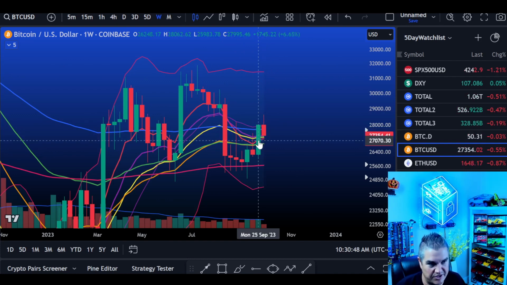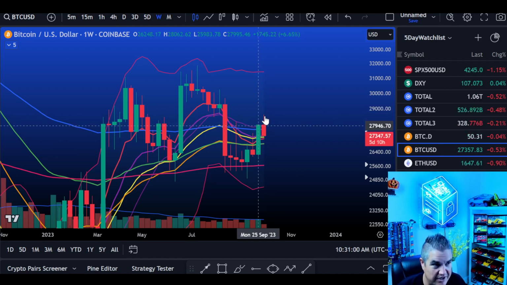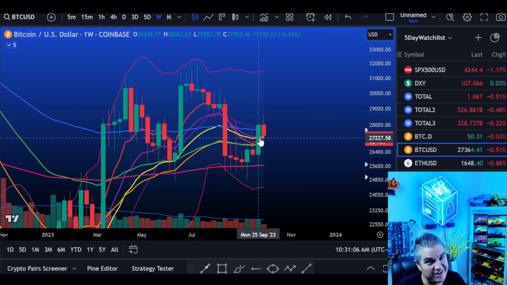We would not want to close below 27K this week. That would also take out the 21 EMA and the 8 EMA, and that would be a dark cloud cover, as it's called. If you make a brief higher high and then close halfway below the previous candle, especially on a weekly, that would not be good. It would likely lead to more downside.